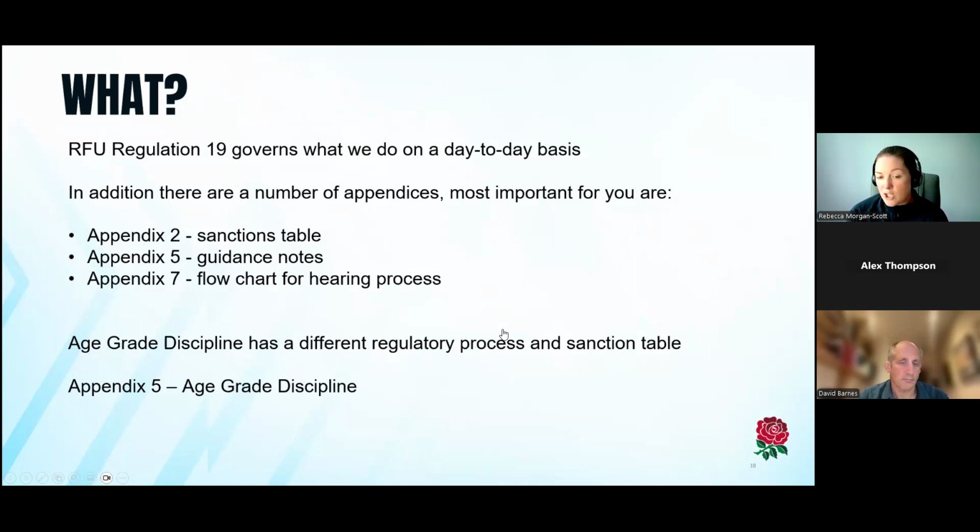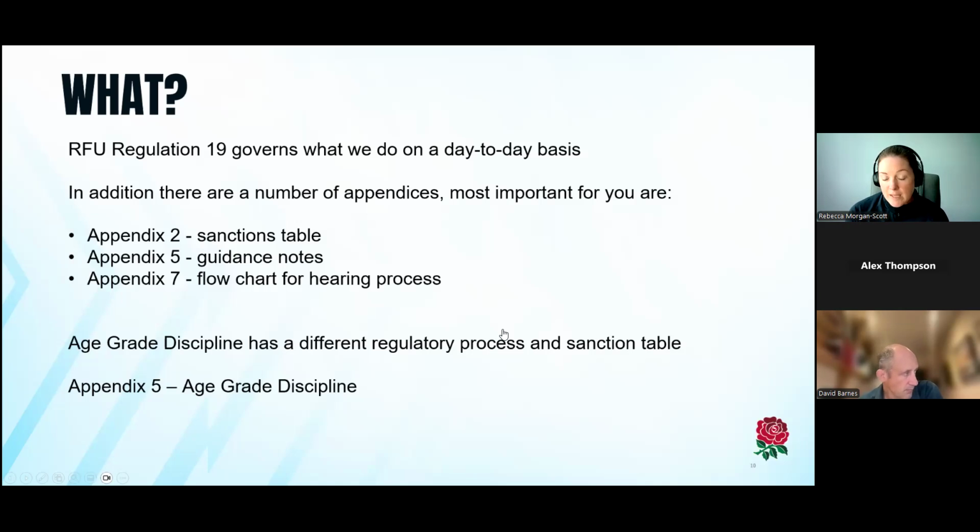So if you've never chaired a hearing before, you could pick up Appendix 7 and it will literally take you through step by step how to run a hearing, from saying, bring people in, sit them down, do the introductions, explain who is who, what role they have, etc. So those appendices would be really important if you are dealing with a case, dealing with a red card, when you're going through as a club.